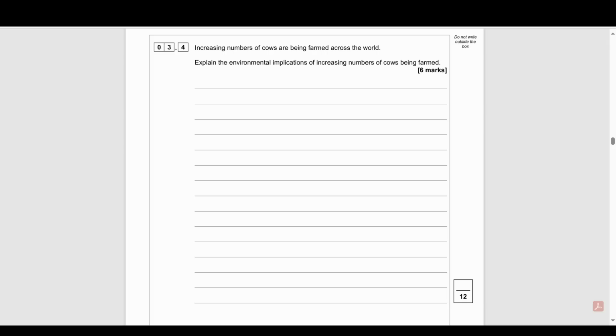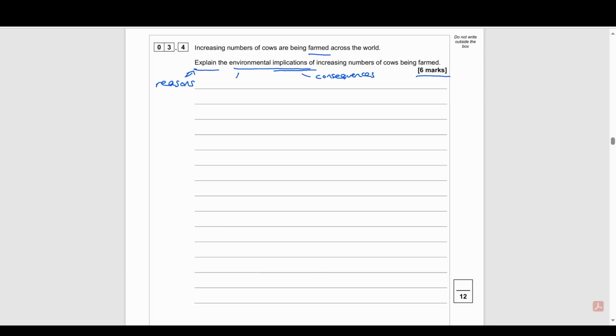Increasing numbers of cows are being farmed across the world. Explain the environmental implications of increasing numbers of cows being farmed. 6 marks. So again, we've got a question where we need to give the reasons for something happening. But in this case, we're looking at environmental implications. So implications means consequences.